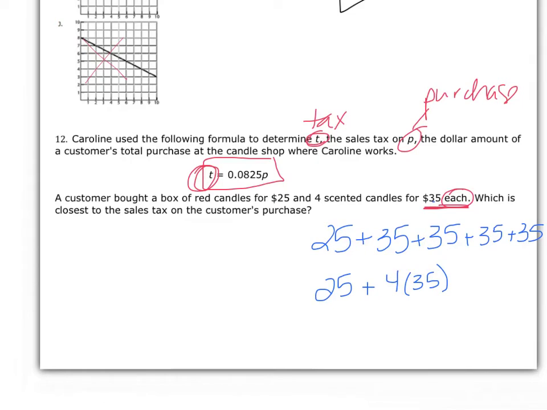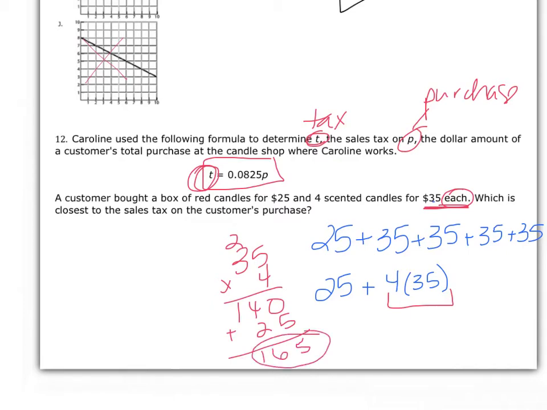Okay. So anyways, we need to solve this now. So 4 times 35. So I do 35 times 4, 140, plus 25 is 165. So this is not the tax, it's not the T. That we just found is going to go where the P goes. So we need T equals 0.0825 times, because we know we're multiplying, because right next to each other means multiply, 165.